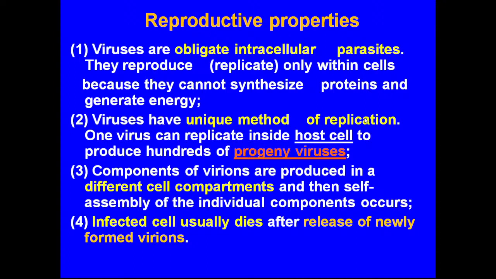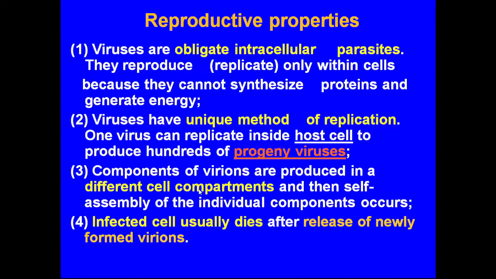So 100,000, even more identical replicas. And these replicas will be released from the host cell, and these replicas will be progeny viruses. So one virus may replicate inside the cell into hundreds of progeny viruses.